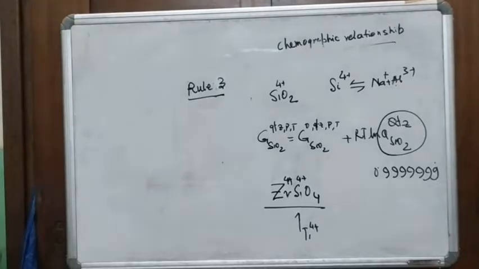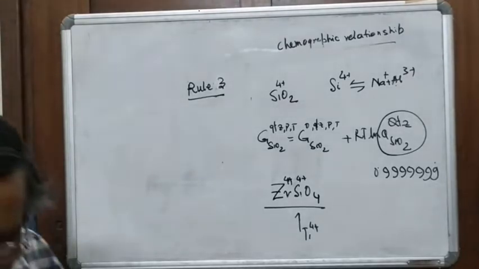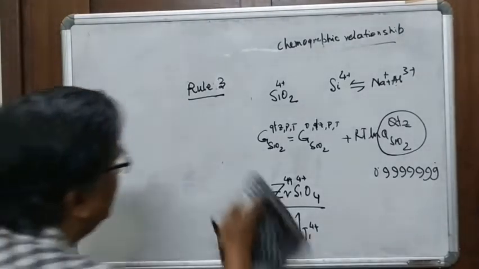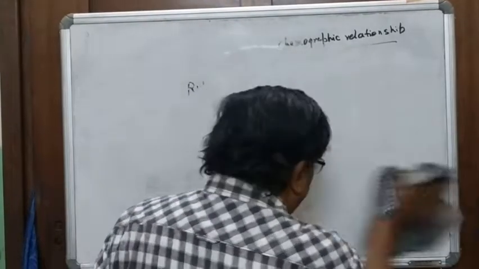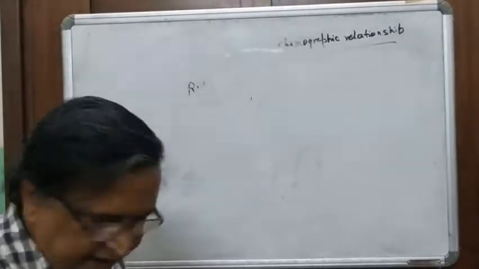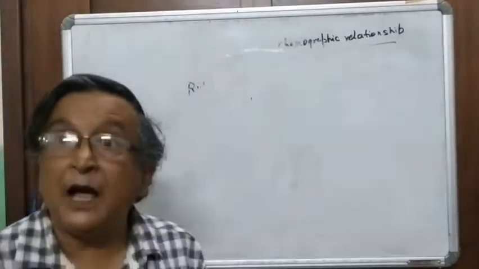Now you see, so this is rule 4. We will come to rule 5 later on. We have finished rule 4, no? Yes, we have finished rule 4. We will come to rule 5.